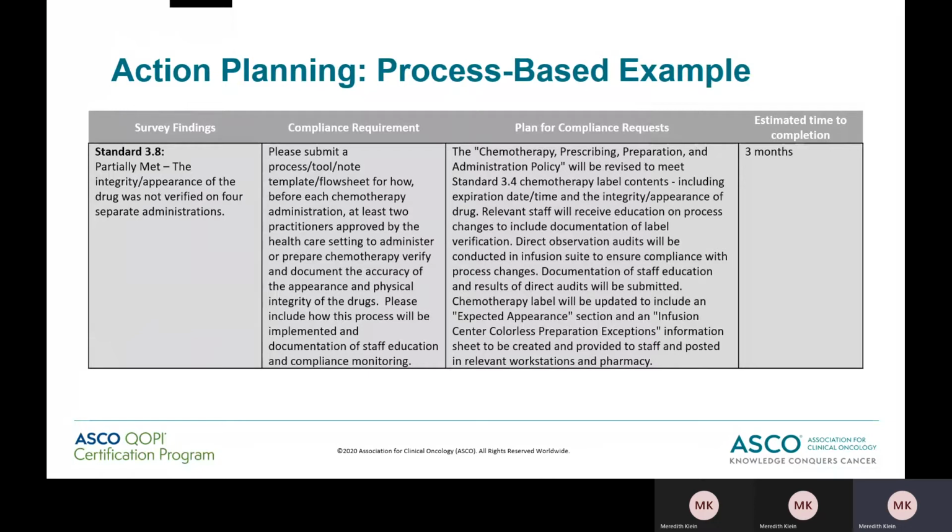The first step is they said they would update their policy to include that drugs will be labeled with an expected appearance. That's not something we require, but it was their opportunity to help cue staff to take a look at the appearance and integrity of the drug during the review process, was to have an expected appearance section on their chemotherapy label. They also created an information sheet describing expected appearance for staff to reference. So they have a reference tool that staff can go and check on if they're unsure.